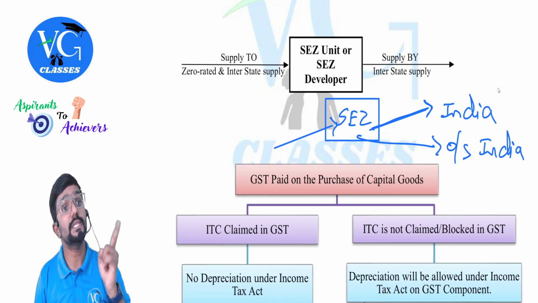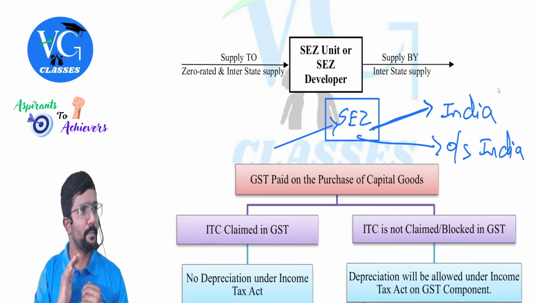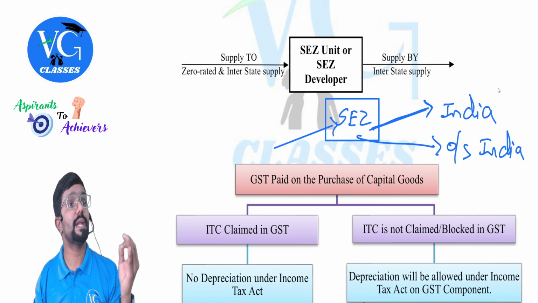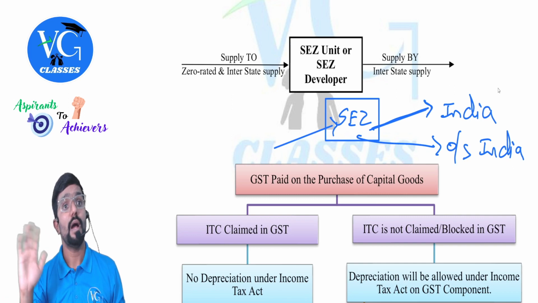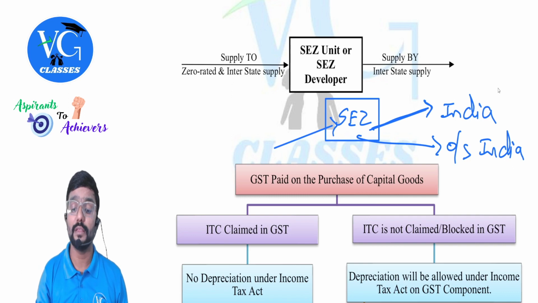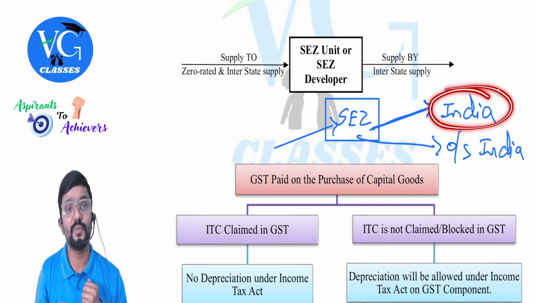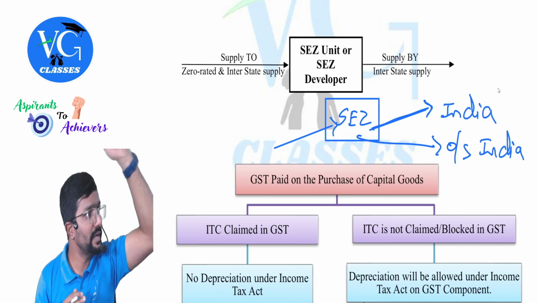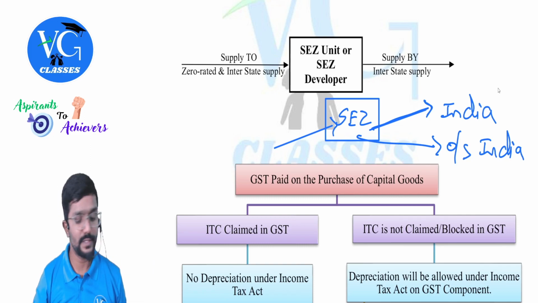Now what we are learning is zero rated supply. Zero rated supply means export is always zero rated, plus any supply to an SEZ unit or SEZ developer is zero rated. What if it is supplied by them? I cannot tell it is zero rated. If it is outside India, then I can tell, oh, it falls under exports, it is zero rated. Sir, what if it is by chance within India? Then it will not be zero rated, but it will be interstate. Hope you guys got it. Got it, no? Yes, sir.